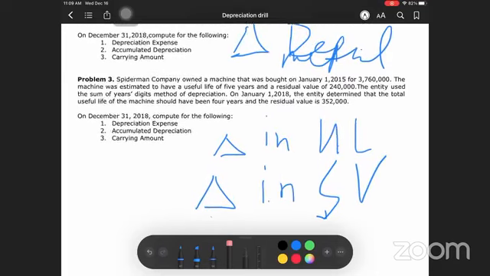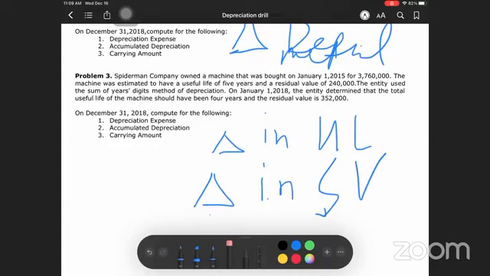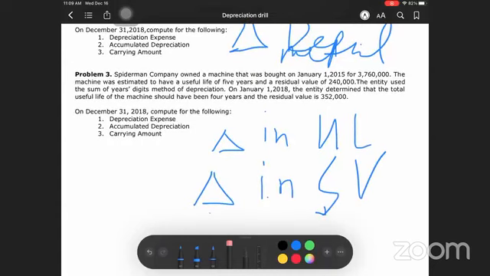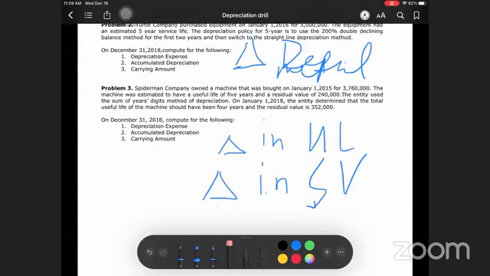So question right now, on December 31, 2018, compute the following. Number 1, depreciation expense. Number 2, accumulated depreciation. And number 3, carrying amount. Sige daw, di ba? Type your answers. So I'll wait for your answers, di ba? Sige, maghulat ko og mga pila ka minutes to answer the problem. That's 5 minutes siguro, kaya na na.